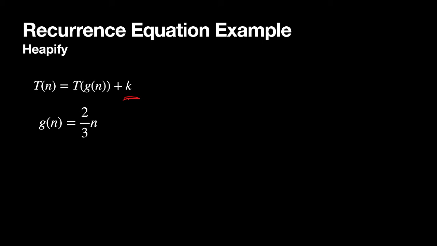Okay, so at this point, we have finally built a recurrence relation. So our entire recurrence equation is, in order to solve a problem of size n, we have some constant work, k, at that problem size, and we have to recursively solve a problem of 2/3 of n in size.